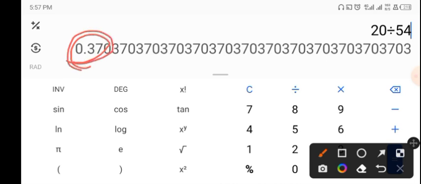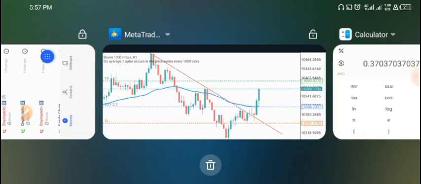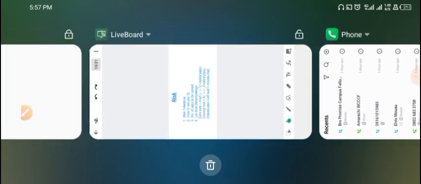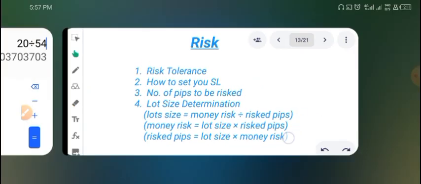This is very simple, guys. I've shown you everything you need to know about it. Using that formula, lot size equals money risk divided by risk pips. Money risk equals lot size multiplied by risk pips, and then risk pips equals lot size multiplied by money risk. Using this formula, you'll be able to calculate your risk properly.